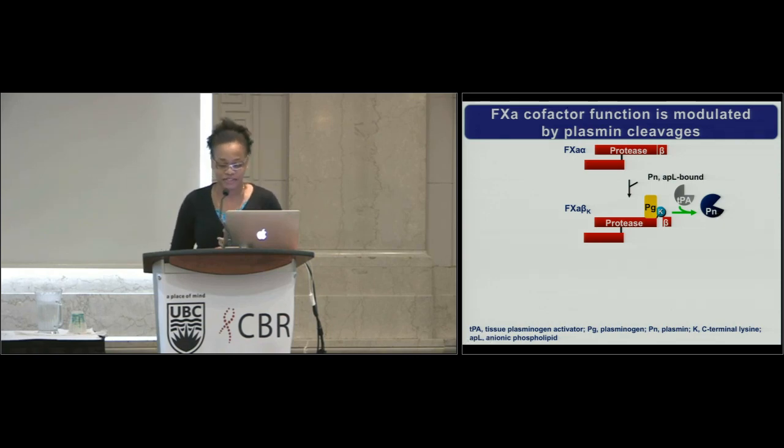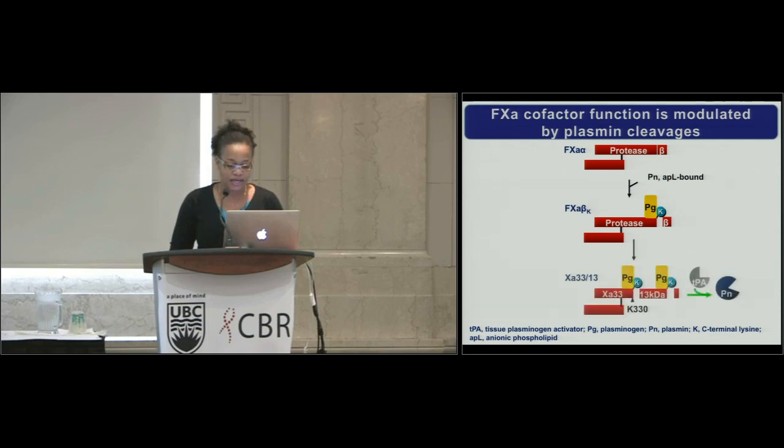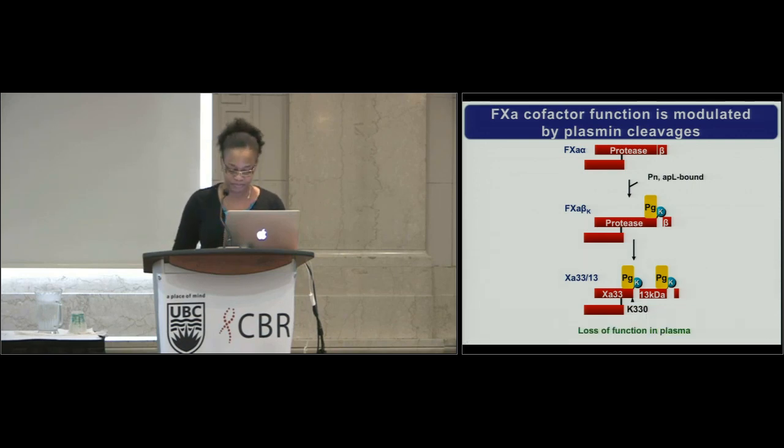Further cleavages of factor Xa beta result in a species known as factor Xa 33/13, which also has a C-terminal lysine, so it can generate plasmin. However, Xa 33/13 is rapidly turned off in plasma.